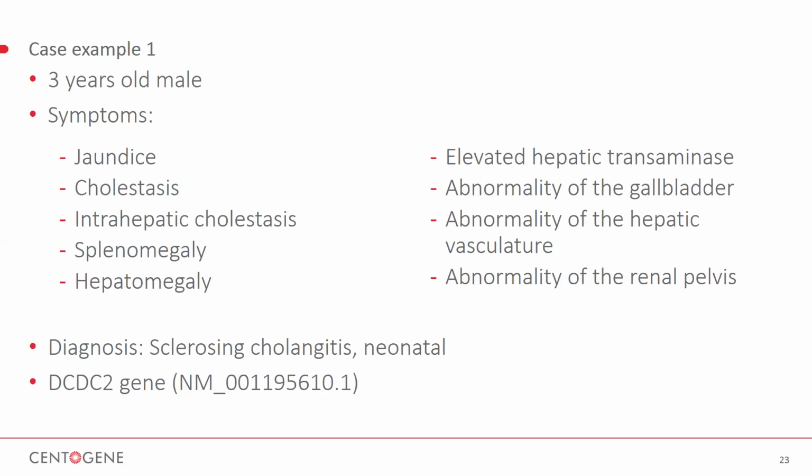Let's go through this one with a bit of a case example. So let's take into consideration a case that's already known from start to finish, a 3-year-old male who is presenting with jaundice, cholestasis, intrahepatic cholestasis, splenomegaly, hepatomegaly, and so forth. Ultimately, we are led to a specific gene, DC2 gene, and identified a variant in this case. With the identified variant, we then look at the gene score and the patient score.